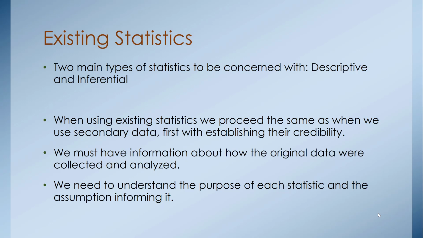So when using existing statistics, we proceed the same way as in secondary data by first establishing their credibility. Will they answer our research question, and are they credible? To determine this, we must be able to access information about the original data, where it was collected and how it was analyzed, and we'll have to have an understanding of the purpose of each statistic that they have used and the assumptions that inform that statistic. So we have to have a pretty strong understanding of statistical procedure, the statistical test, the assumptions behind the statistical test, and we need to have knowledge about how that information was gathered.